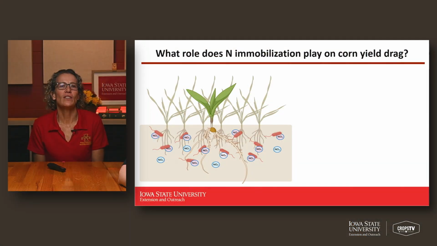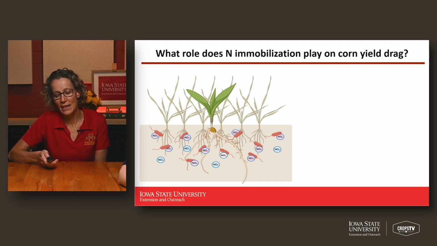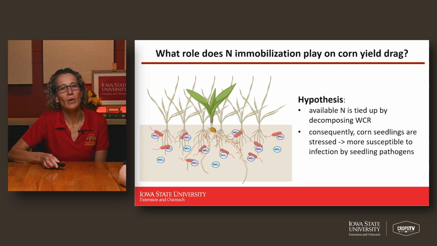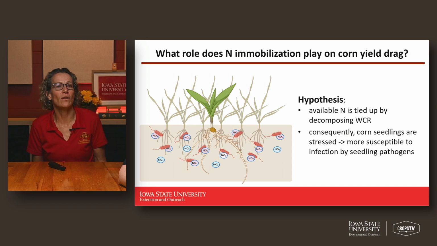And so one of the factors that I brought up at the beginning, one of the factors that people have blamed for this yield drag is nitrogen immobilization. And so we've been looking at that a little bit. Our hypothesis is that the available nitrogen in the soil is tied up by the decomposing winter cereal rye, right? So winter cereal rye has a very high carbon nitrogen ratio.